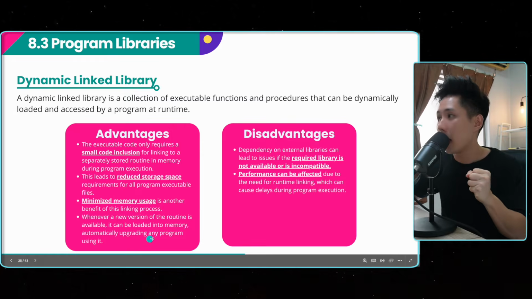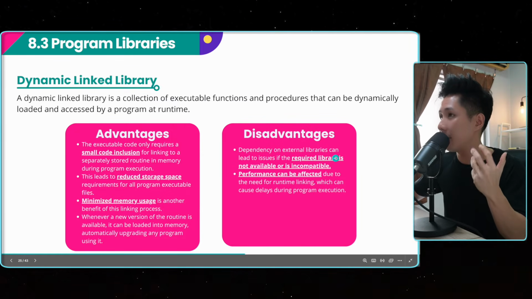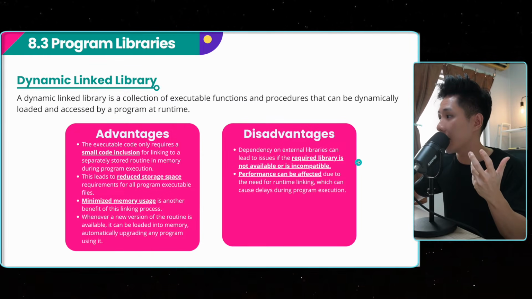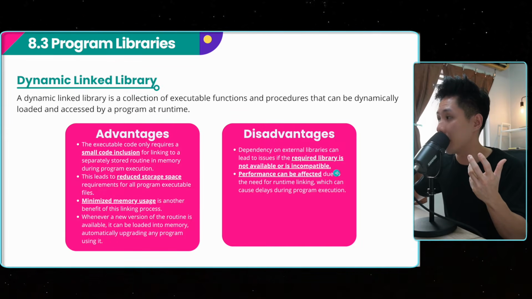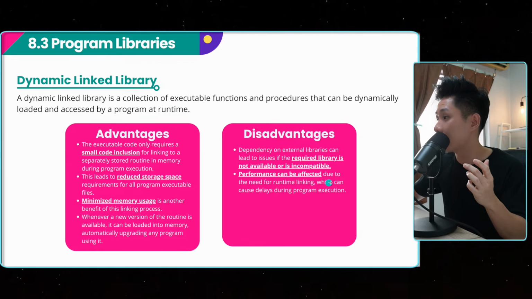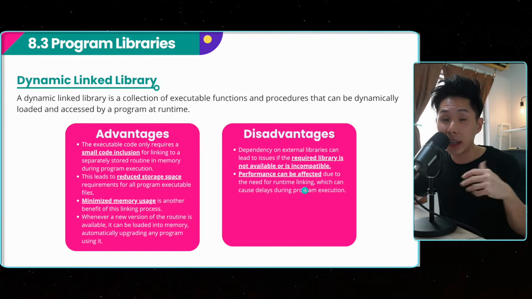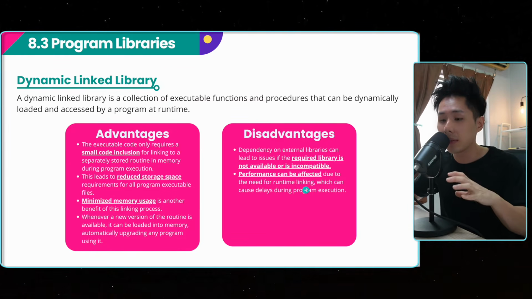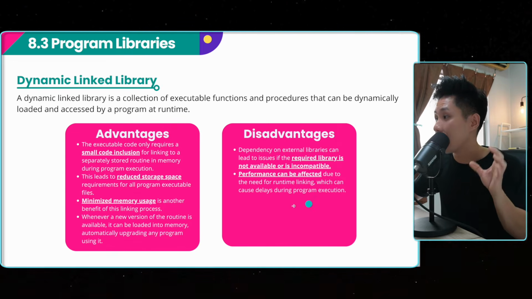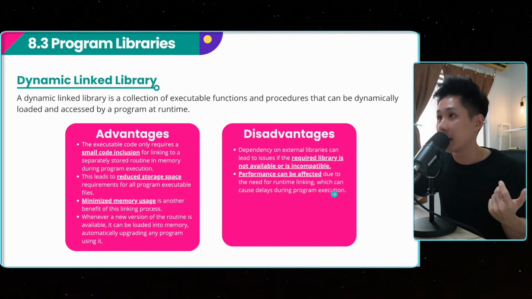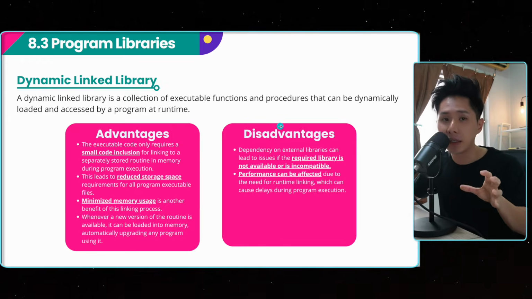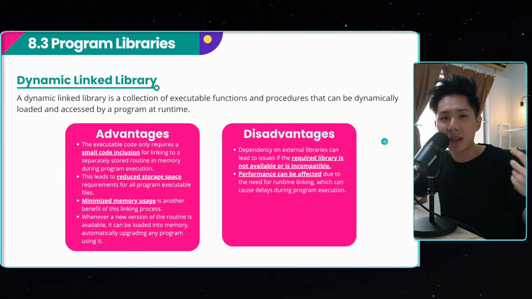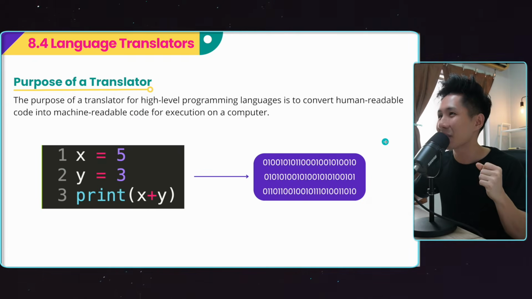using it. One disadvantage of dynamic link library is that sometimes the required library is not available or is incompatible, and performance can be affected due to the need for runtime linking, as we are linking our code with the subroutine. So this can cause delay during program execution. So these are some advantages and disadvantages that you need to understand and memorize.